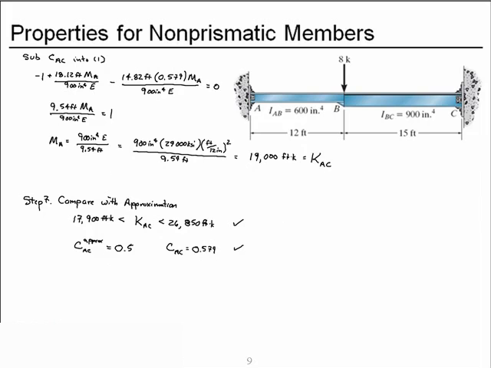When we compared our calculated bending stiffness to the boundaries or range we expected from our approximation, we found that the bending stiffness KAC is within the range. When we compared our carryover factor to the carryover factor for a prismatic member, we found that they are reasonably close, and certainly the new carryover factor, or the carryover factor reflecting the non-prismatic features of this beam, is definitely within 0 and 1 as we expected. Well done.